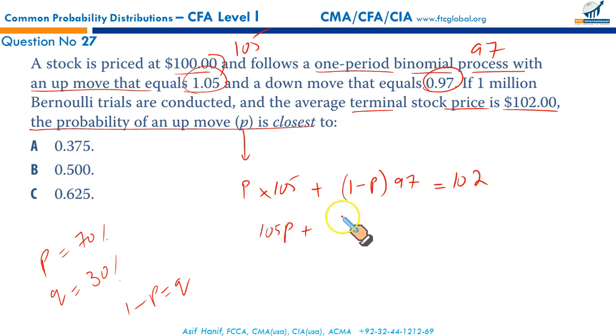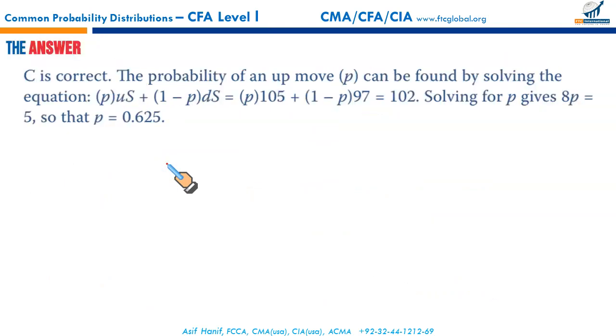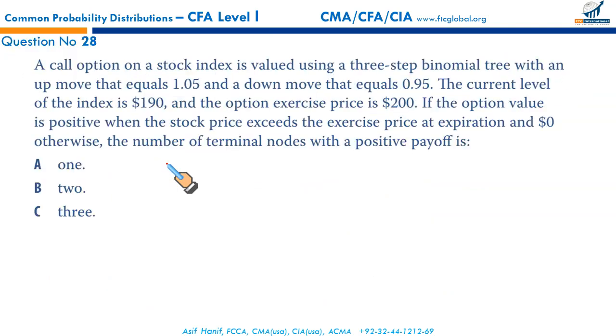105P plus 97 minus 97P is equal to 102. 105 minus 97 gives you 8P, and 97 when taken to the other side gives you 5, which means P is equal to 5 by 8, and 5 by 8 means 0.625, which is 62.5%. So that's the P. Fairly straightforward question. Now this one, a good one, a little time consuming as well.